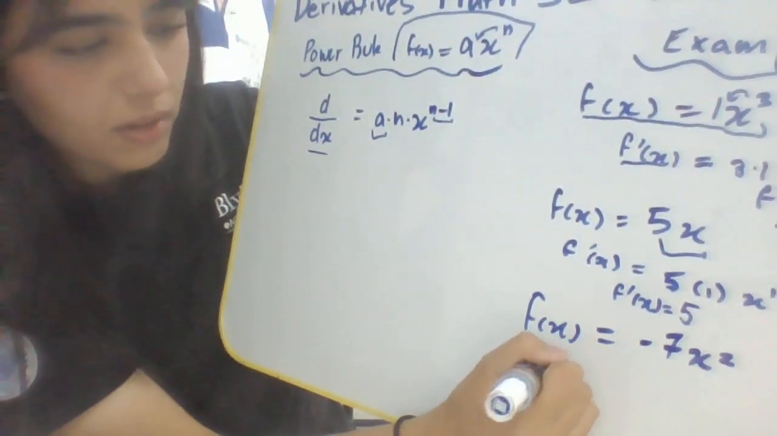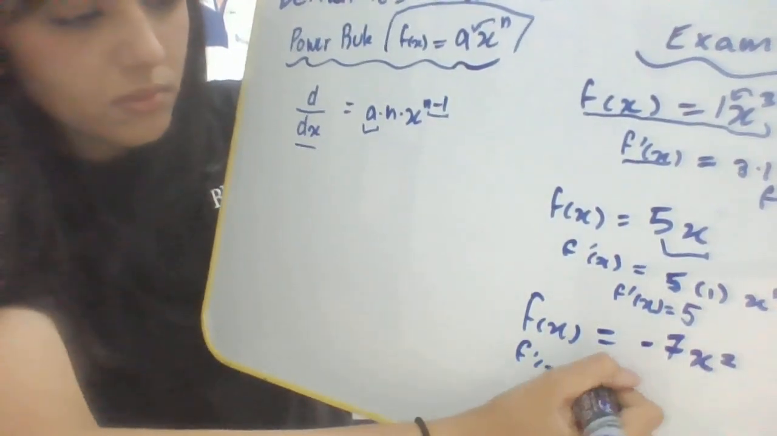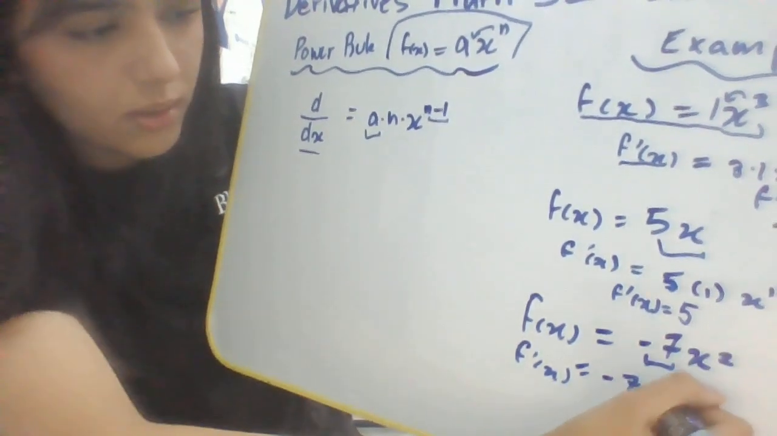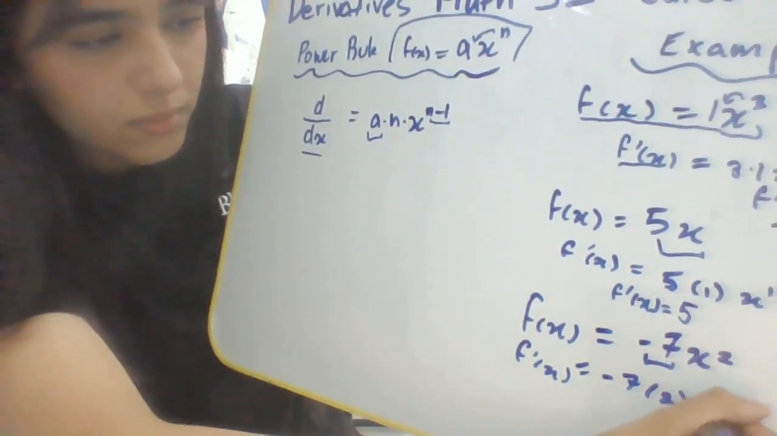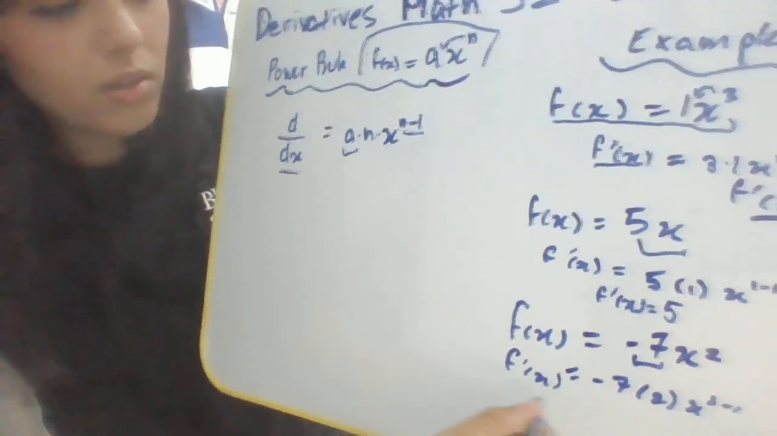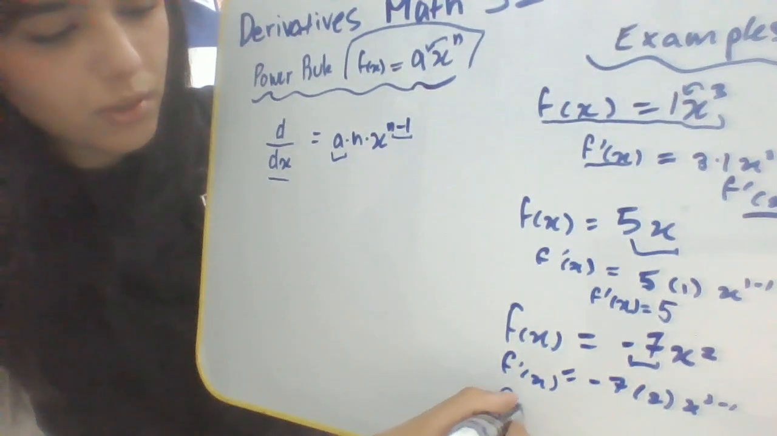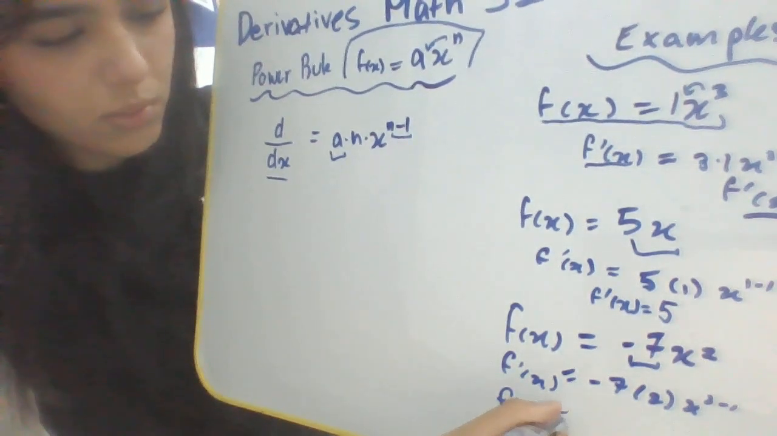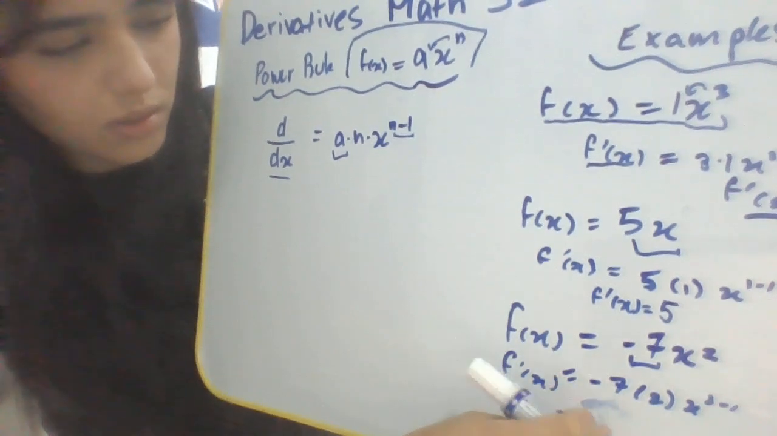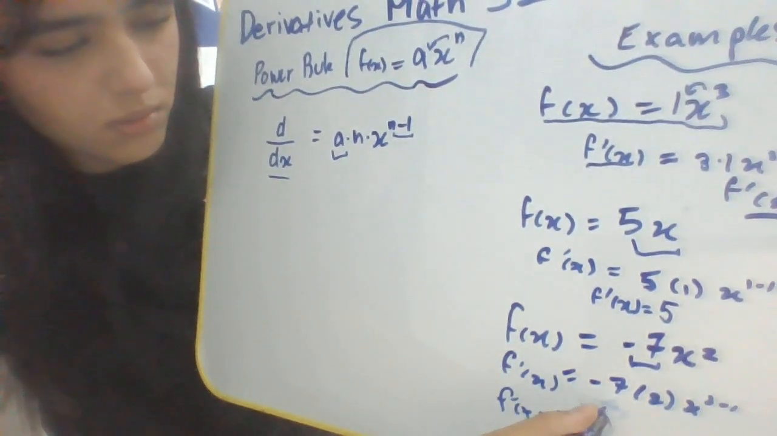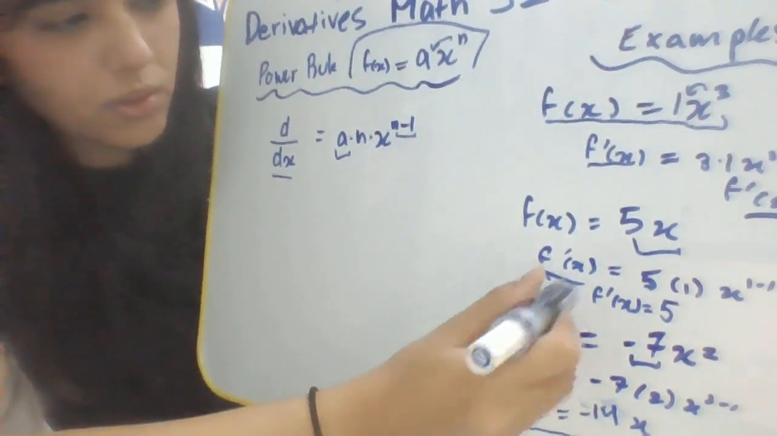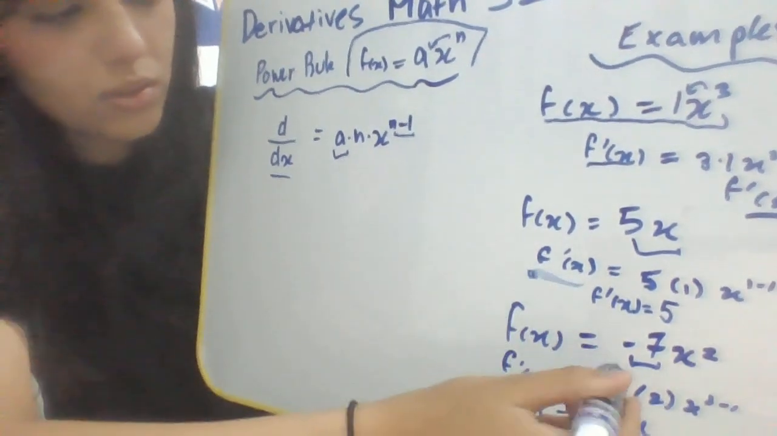Here, you'll do the same thing. Keep the a the same. A is negative 7. Then you'll bring down the 2. The n minus 1, which is 2 minus 1. Then you'll get f prime of x equals negative 14x. That is your derivative of this function.